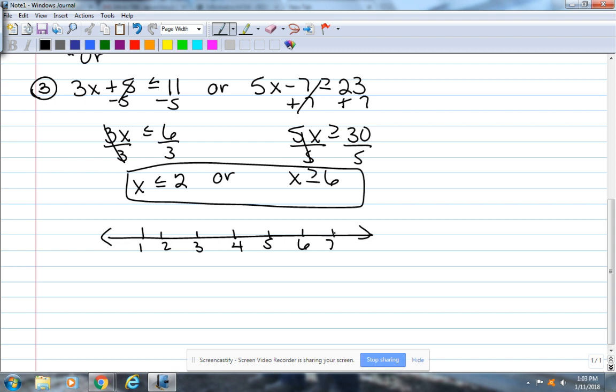2 is a closed circle because it says less than or equal to 2. So it's included in the solutions. And I'm going to shade to the left. And then x is greater than or equal to 6. 6 is included in the solution because it says or equal to, so it gets a closed circle.